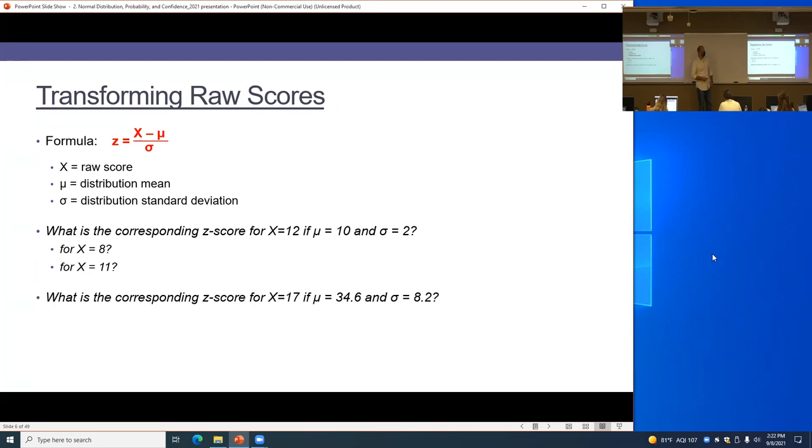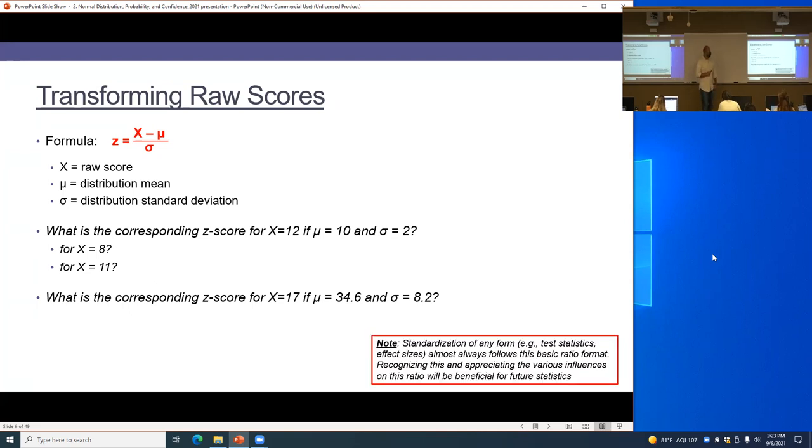But what if we get something a little more complicated that doesn't exactly fall on round numbers? The corresponding z-score if X is 17, the mean is 34.6, and the standard deviation is 8.2. That's harder to do in your head, right? But all we need to do is plug it right into the formula, and now we've got our answer.